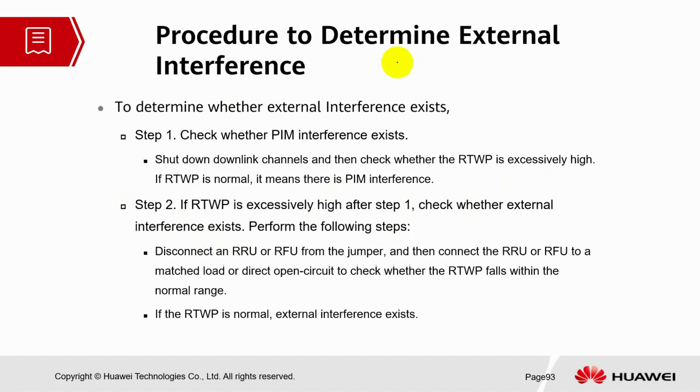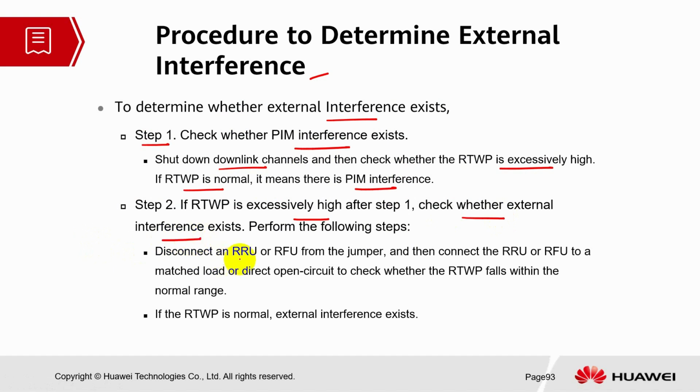Procedure to determine the external interference. How to determine whether external interference exists or not? Step 1, check whether PIM interference exists. Shut down downlink channels and then check whether RTWP is high. If RTWP is normal, it means there is a PIM interference. Step 2, if the RTWP is very high after step 1, check whether external interference exists.